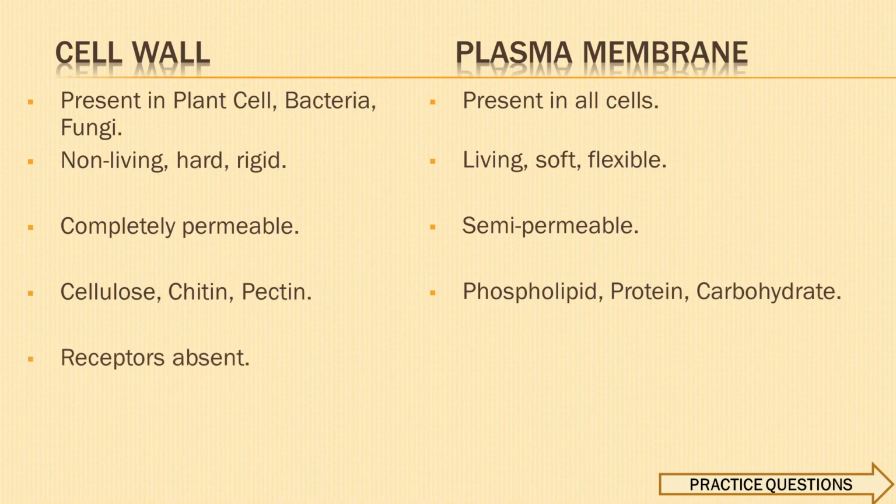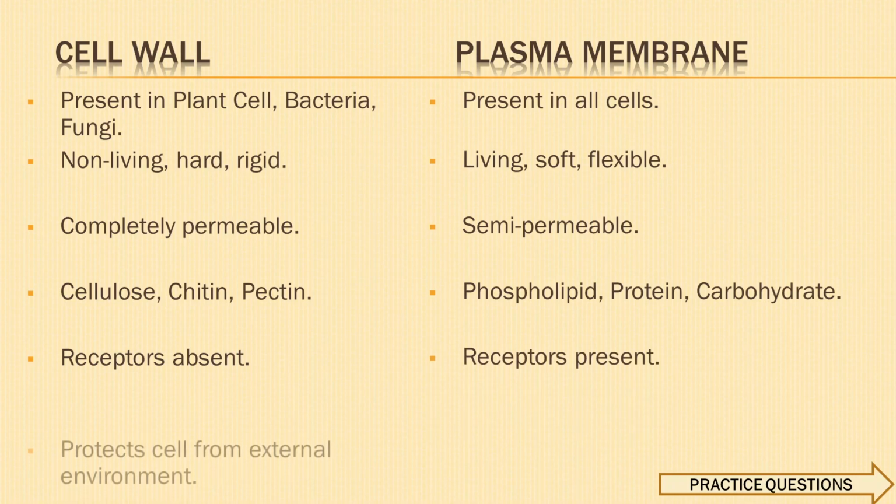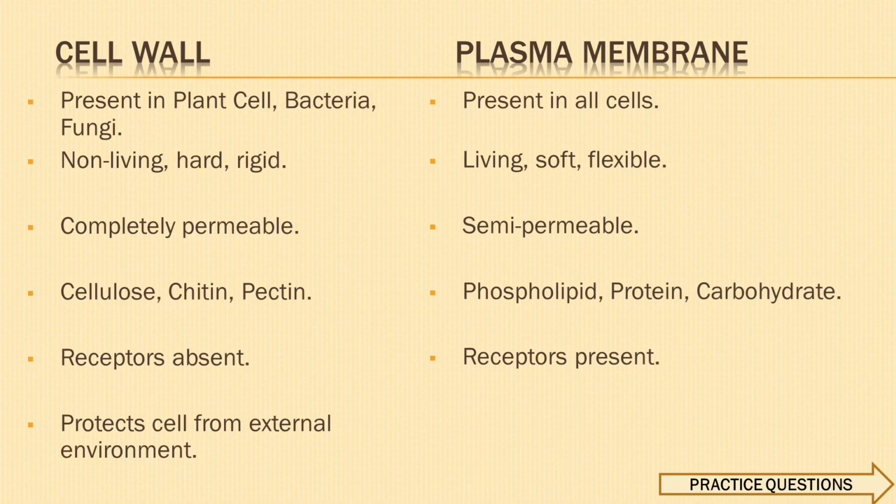Cell wall does not possess receptors. Receptors are present in plasma membrane. Cell wall protects the cell from the external environment, while plasma membrane, in addition to protection, also maintains the internal environment. I'm sure the concept taught is clear to you.